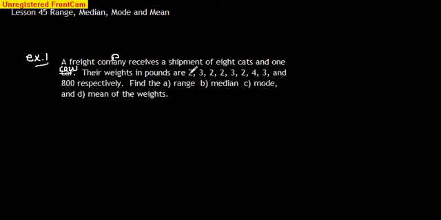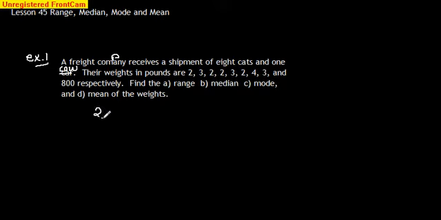Their weights in pounds are 2, 3, 2, 2, 3, 2, 4, and I guess that's the cats, and the 1 cow is 800. We are to find the range of the numbers, the median of the numbers, and the mode and mean of the numbers. I don't know if you even know what they are, but whenever you have problems with range, median, mode, and mean, the first thing you want to do is put the numbers in order from least to greatest. So that's your first step.